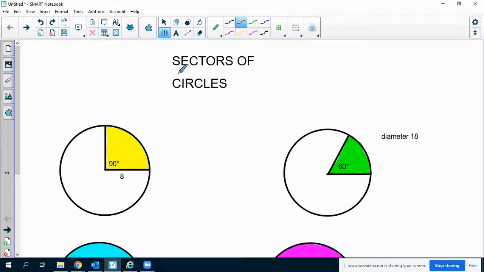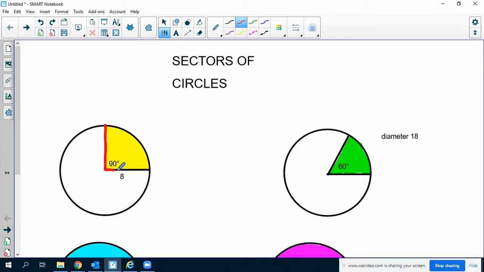We're going to talk about sectors of circles and then finding their area. So the first thing we want to know is, what is a sector of a circle? A sector of a circle is the interior portion of a circle that is cut off by two radii.